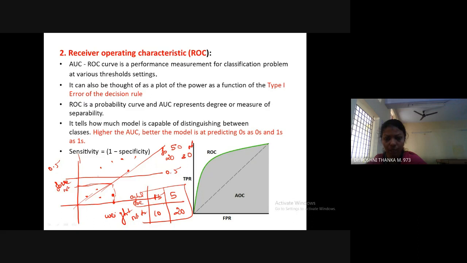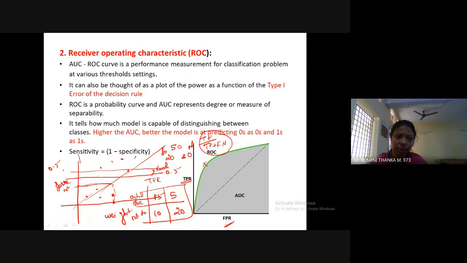Using this confusion matrix, we have to calculate the TPR. What is TPR? True positive rate. True positive rate is also called recall. For recall, we have a formula: true positive divided by true positive plus false negative. This formula will give us the true positive rate. In the same way we have to calculate the false positive rate. Then the true positive rate and the false positive rate, we have to plot. Similarly, we have to set the next threshold value.